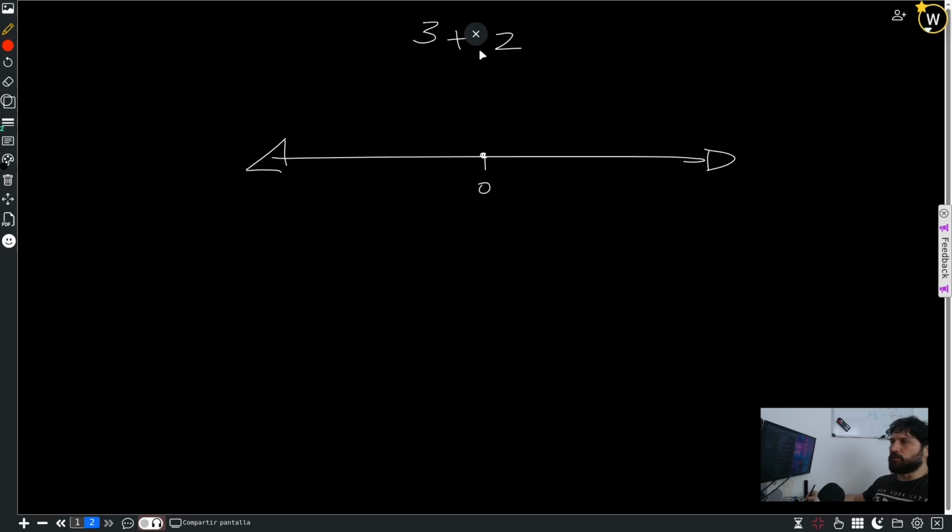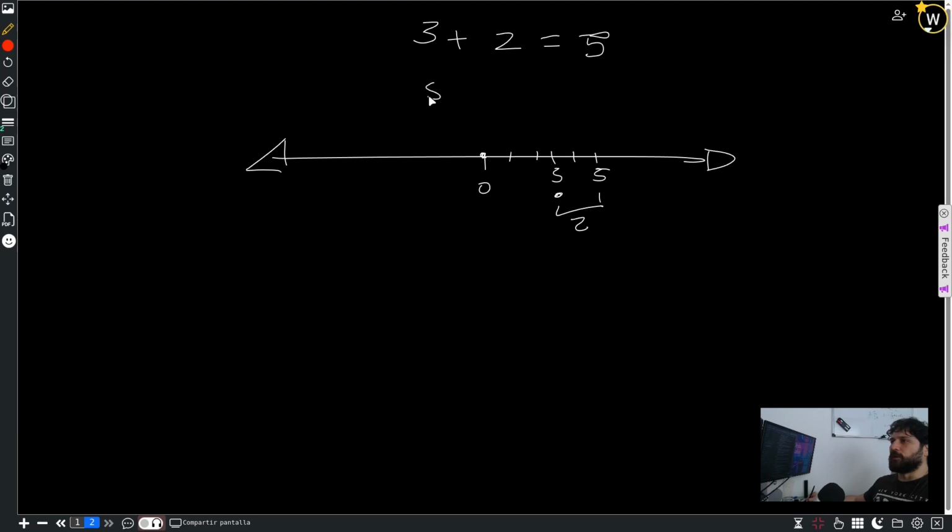We can think of addition as having this line and starting from the origin, moving to one side or the other. For example, if we wanted to add 3 plus 2, we could start from the origin, 1, 2, 3, and then this would be our new origin, and from this origin, go two more, right? This works as well with negative numbers.